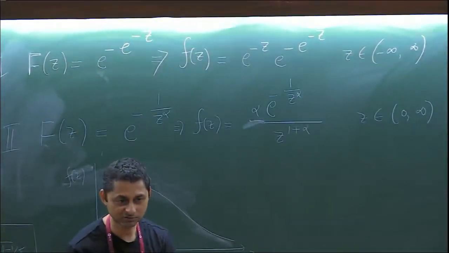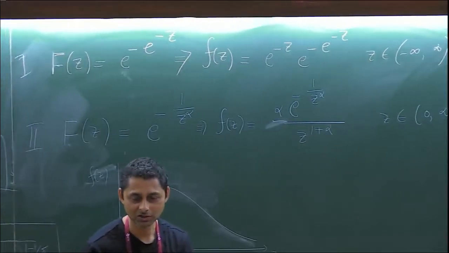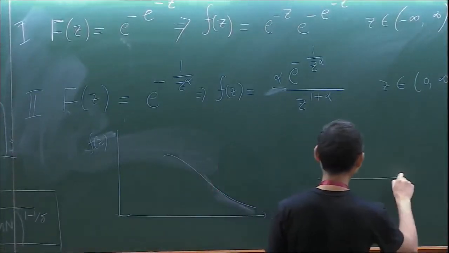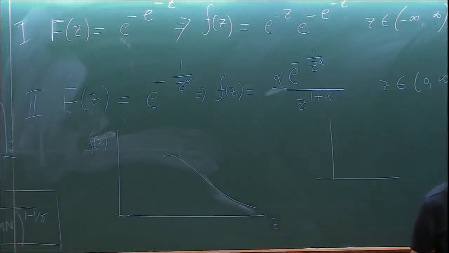You know that if you have a function whose first derivative is 0, how does it behave? Suppose I have a function whose first derivative is 0. What kind of function has first derivative 0 at z equal to 0? Just think of polynomials. What kind of polynomials have first derivative 0 at z equal to 0?